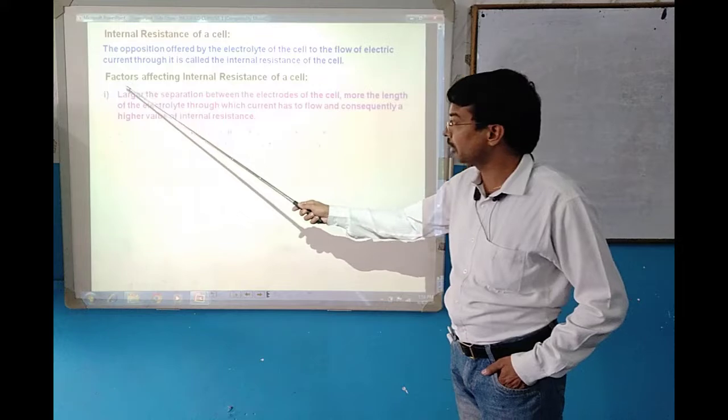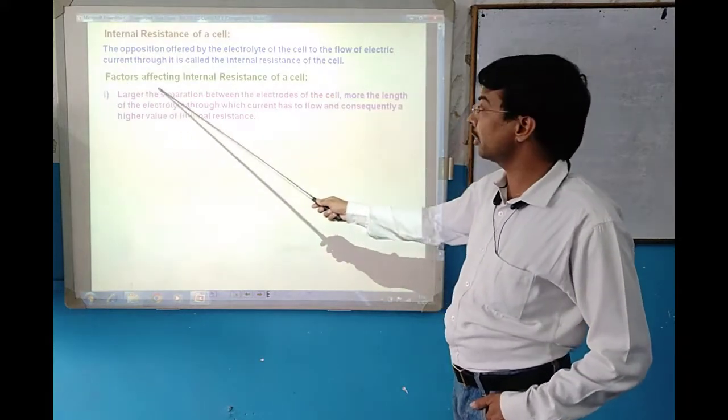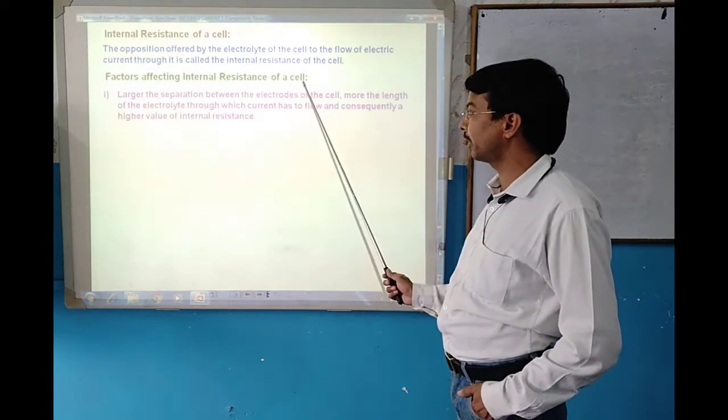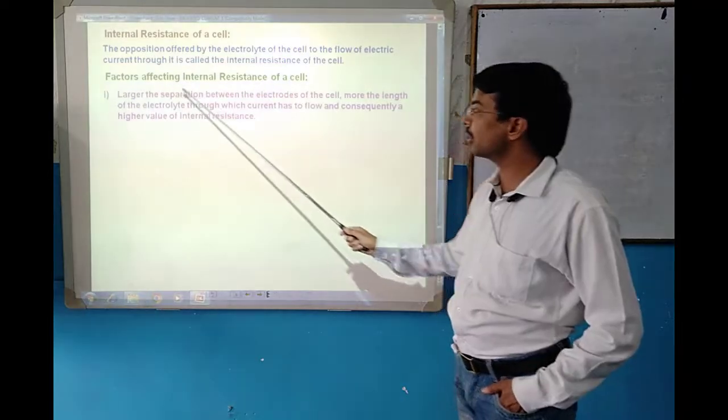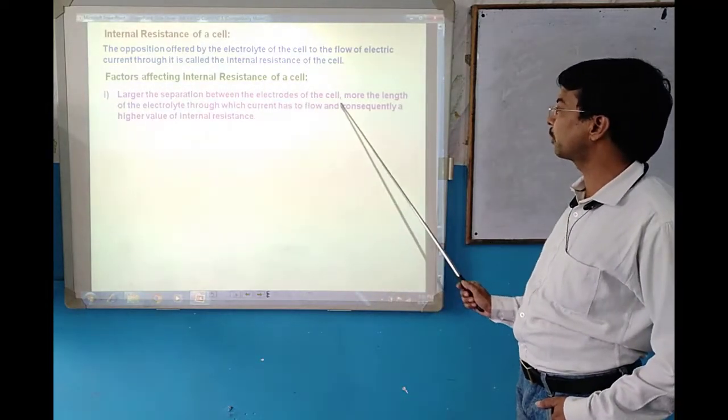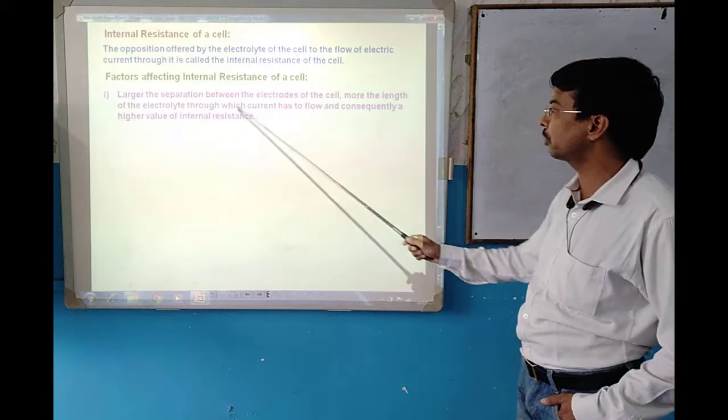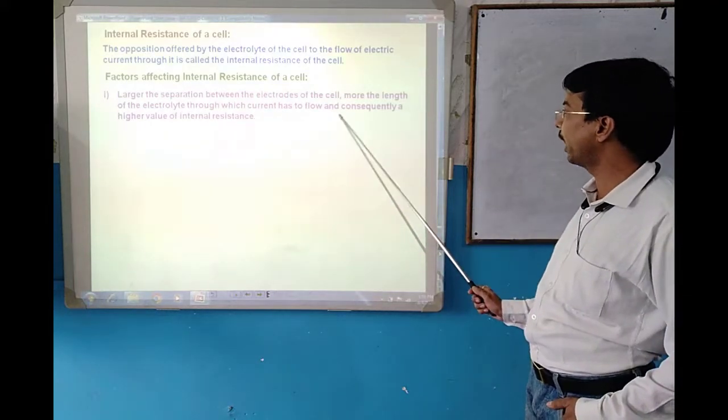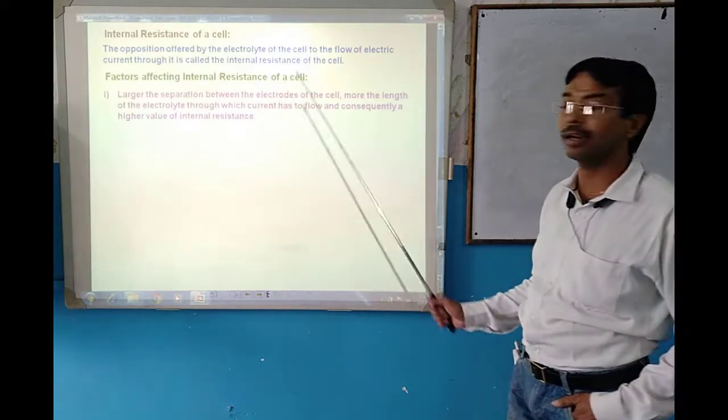So what are the factors? First of all, we will discuss which factors affect the internal resistance of the cell. The first one: the larger the separation between the electrodes of the cell, the more the length of the electrolyte through which current has to flow, and consequently a higher value of the internal resistance.